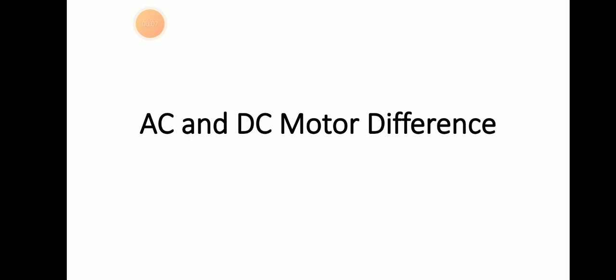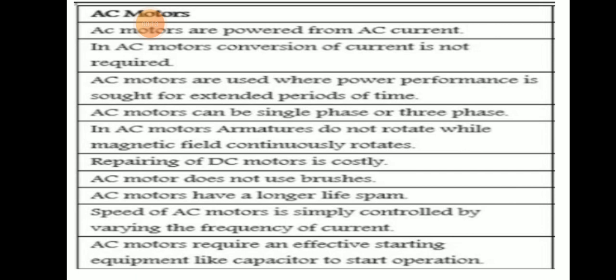Today we will be discussing the difference between AC motor and DC motor. AC motors are powered from AC current. We all know that. In an AC motor, conversion of current is not required. AC motors are used where power performance is sought for a prolonged period of time. If we need power for a long period of time, we need to use an AC motor.